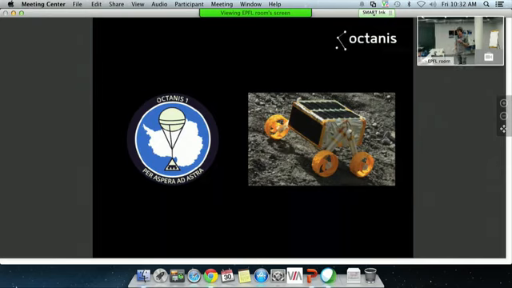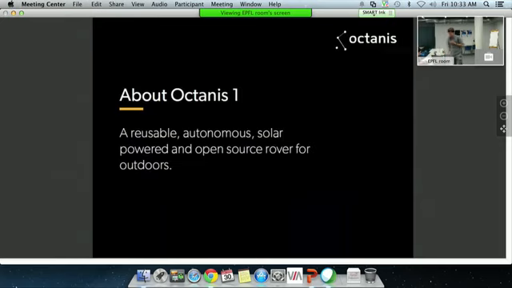And just to give you an idea, that's one of our last prototypes. So that's how the rover is going to look. You see two struts with wheels on each side, solar panels, and 3D printed parts, so 3D printed wheels and struts. And you see the balloon in our logo. We're not going to do the balloon right now, but the first mission will just be the rover itself. And that slide basically summarizes the goal. So the mission, Octanus 1, is to build a reusable, autonomous, solar-powered, and open-source rover for outdoors, and in this case for an extreme environment like Antarctica.